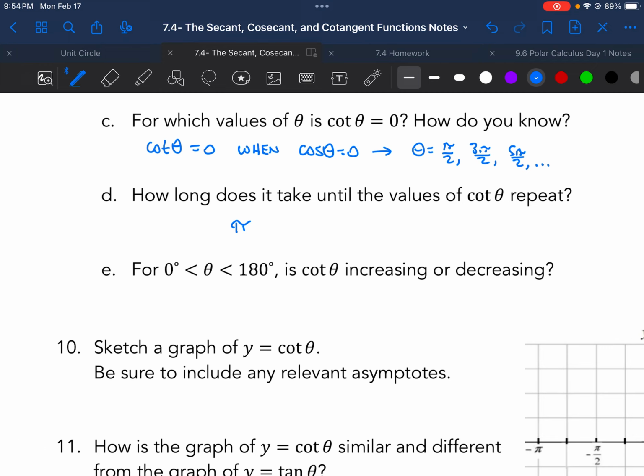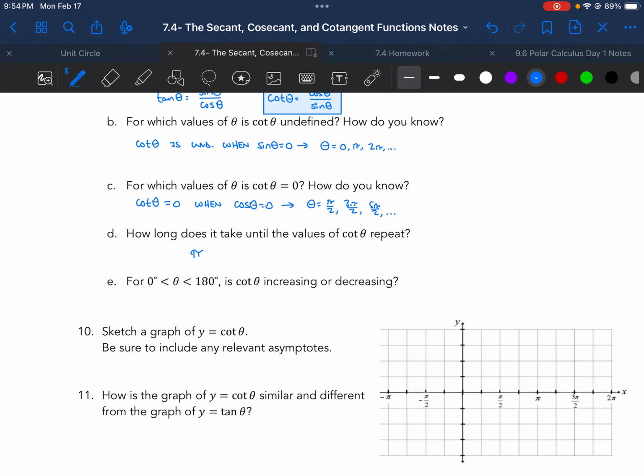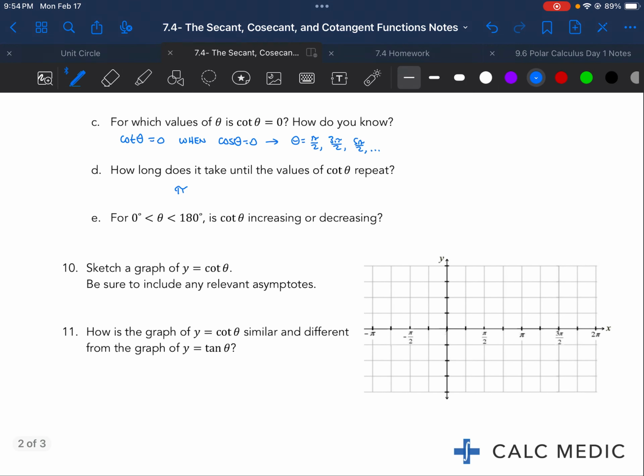All right. For angles between 0 and 180 degrees, we don't like degrees, think of that as 0 to pi, is cotangent of theta increasing or decreasing? So let's actually go ahead and sketch it first, and then we'll answer this question.